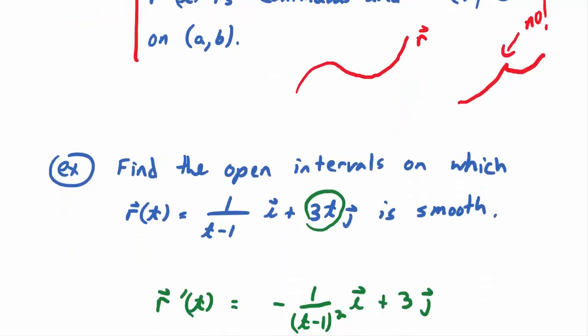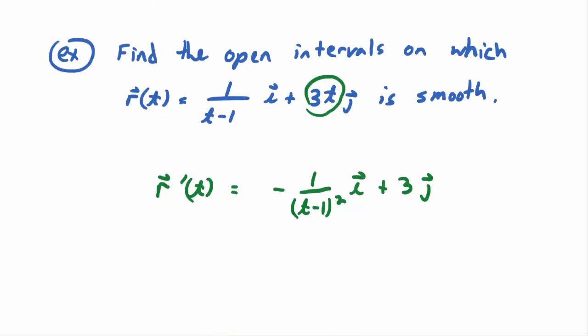Well, in order for r prime of t to be continuous, the component functions have to be continuous. If you have a constant function, it's continuous everywhere. So don't worry about the j component. When is the i component, this guy, not going to be continuous? Well, it's when it's not going to be defined. So at t equals 1, you have a problem, okay? And that's going to be the only place here. So t cannot equal 1. Well, how do you write that in terms of an open interval?